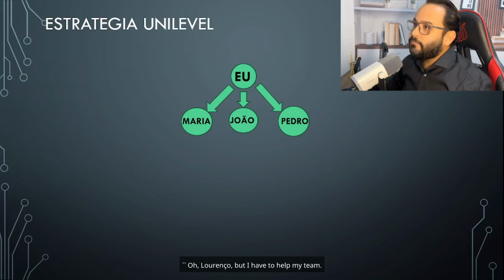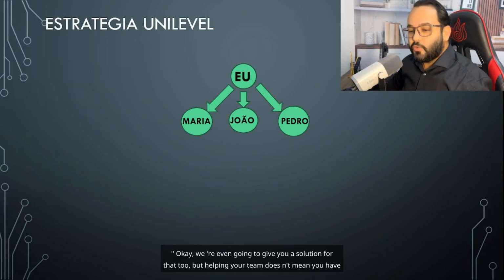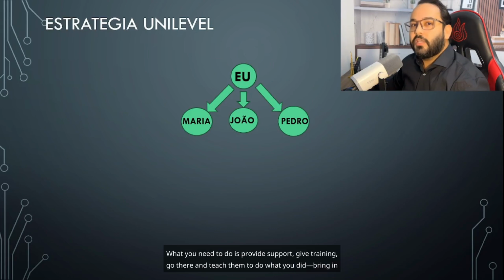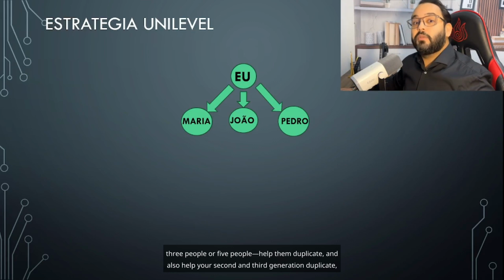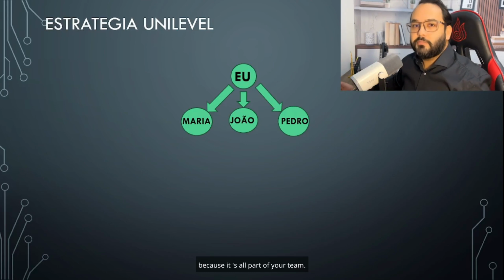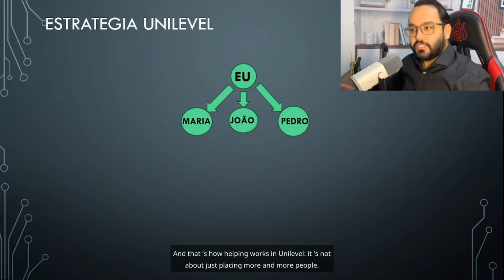Oh, Lorenzo, but I have to help my team. Okay, we're even going to give you a solution for that too. But helping your team doesn't mean you have to place people under them. What you need to do is provide support, give training, go there and teach them to do what you did. Bring in 3 people or 5 people, help them duplicate, and also help your second and third generation duplicate because it's all part of your team. And that's how helping works in Unilevel.